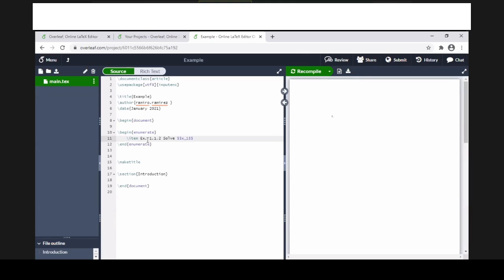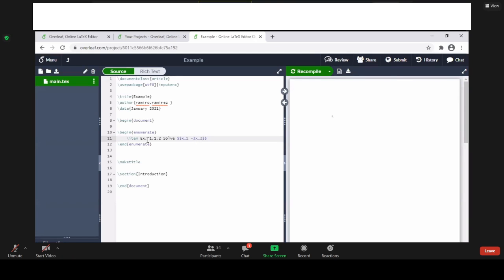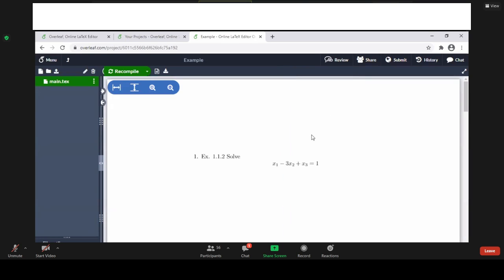X1 minus x3 or x3, x2, plus x3 equals 1. And then if you compile it, and this thing has a compiler, you can see right here that it produces everything you just wrote. So basically, I assign you a question. I want you to just scribe it in LaTeX.